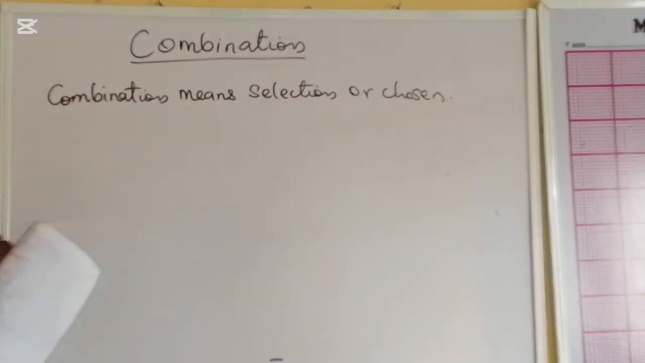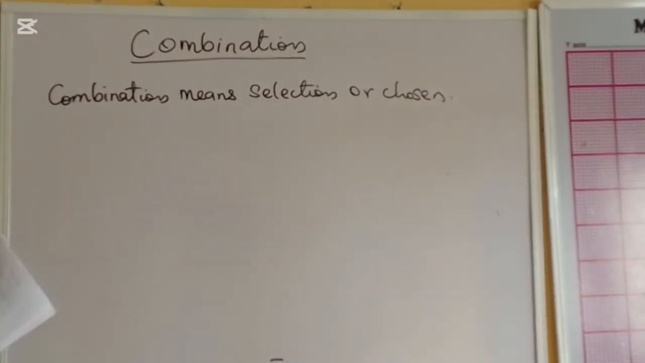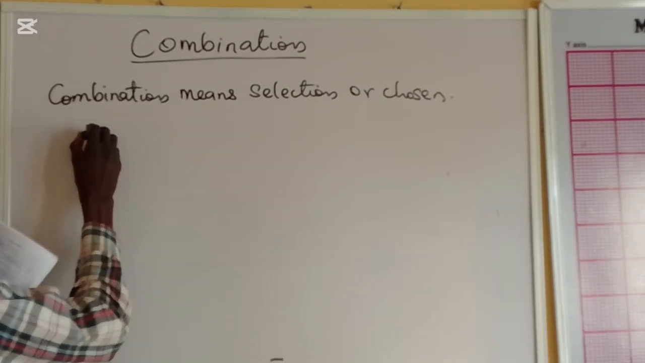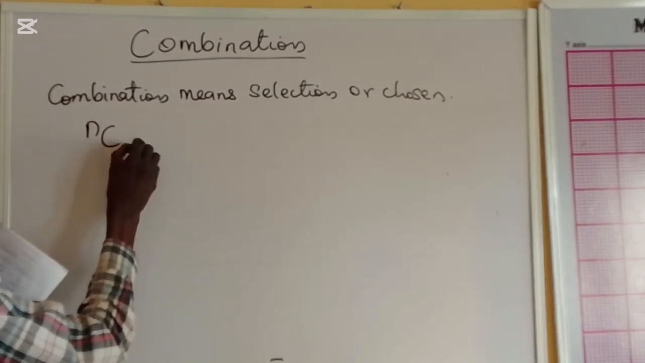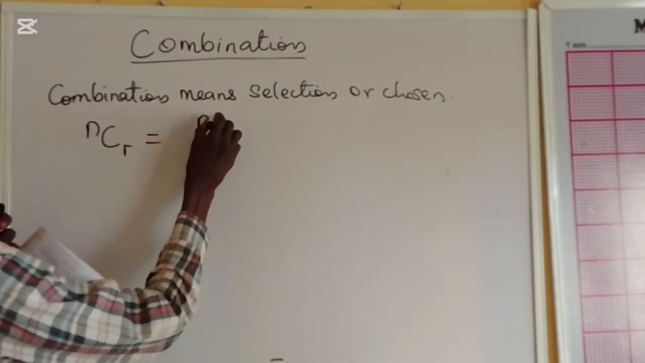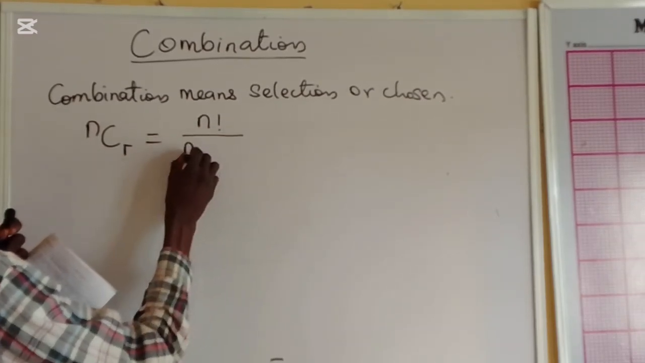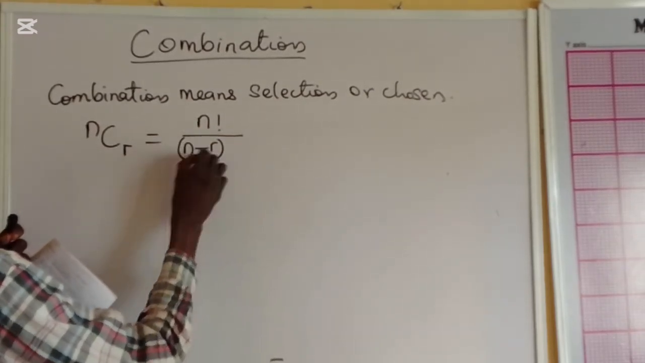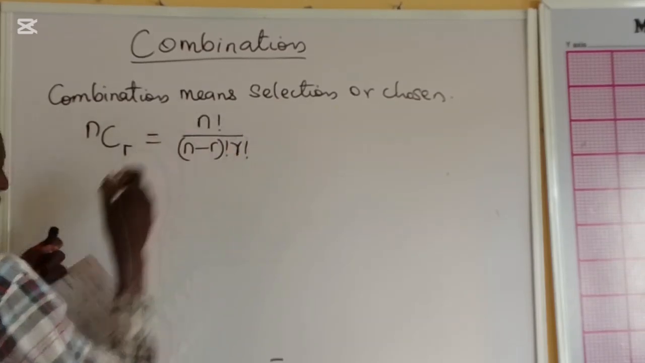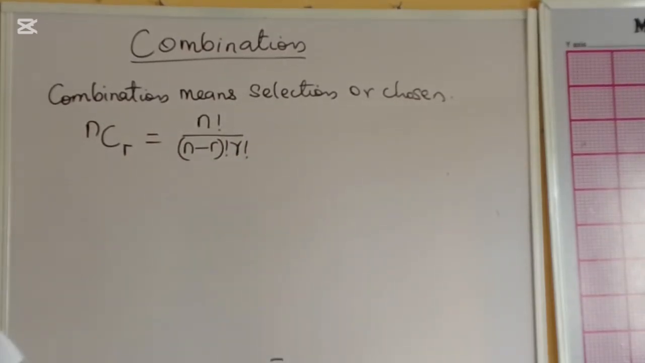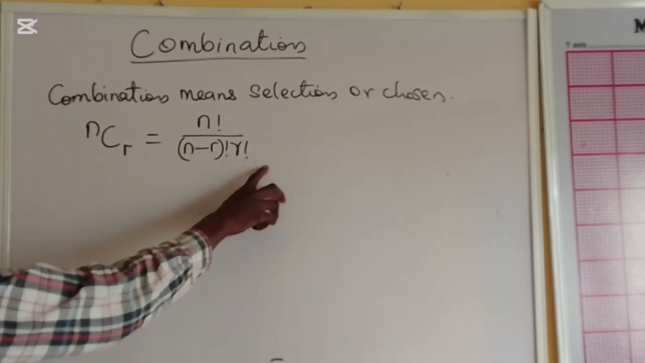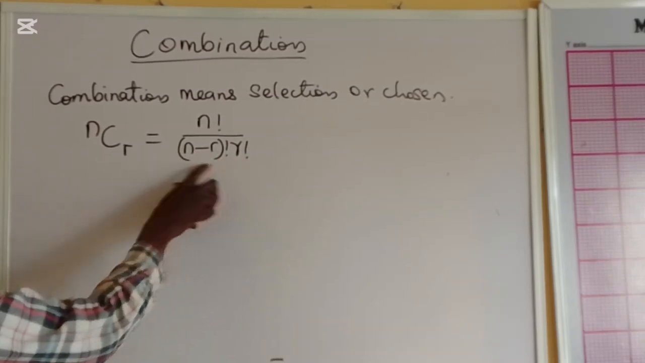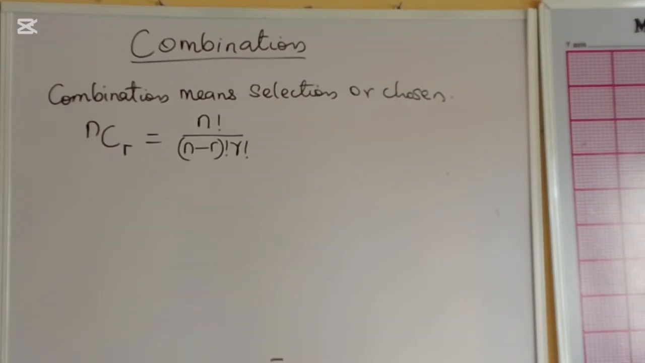I've taught permutation. I'm not talking about combination. Combination means selection or choosing. Now, nCr is equal to n factorial over (n minus r) factorial times r factorial. That is combination. It's unlike permutation. Permutation has no r factorial again; you stop here. That is what we call permutation, but we are dealing with combination.